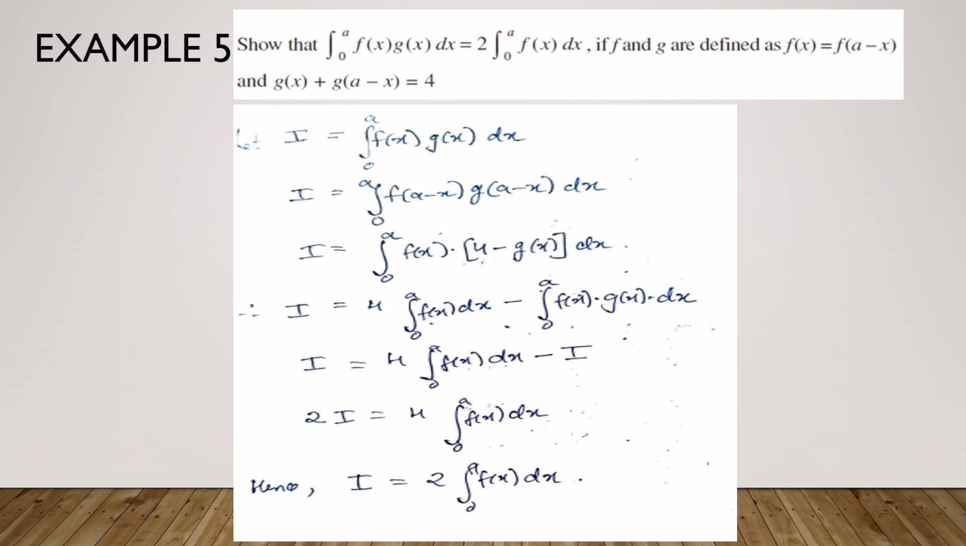So it will be 0 to a f of a minus x, g of a minus x. But f of a minus x is given to be f of x. And g of a minus x is equal to 4 minus g of x. This is also from the given statement. So now just simplify it. You will be having 4 into f(x) dx minus 0 to a f(x) g(x) dx. But 0 to a f(x) g(x) dx is integral I itself. So you have got I is equal to 2 into integral 0 to a f(x) dx.